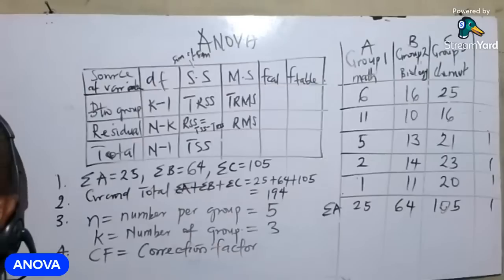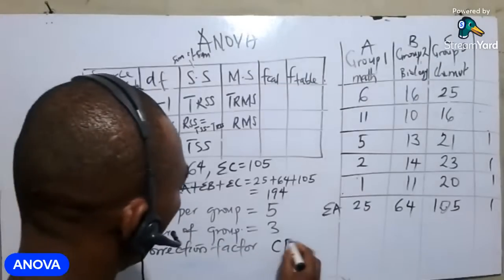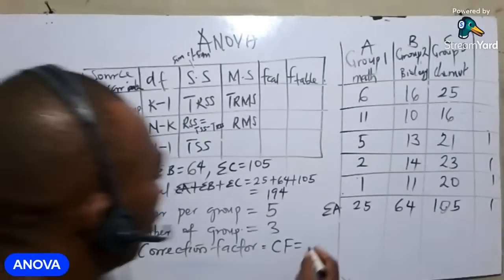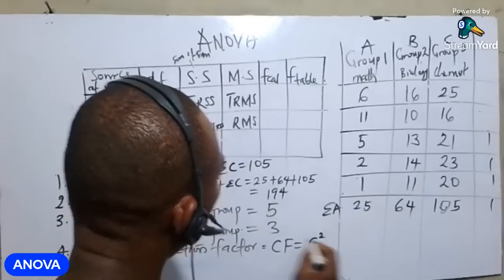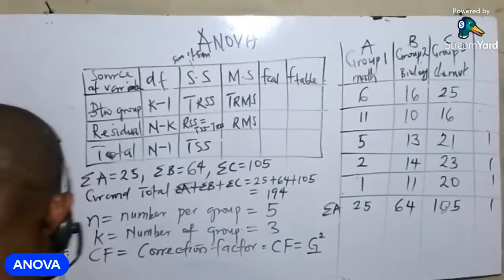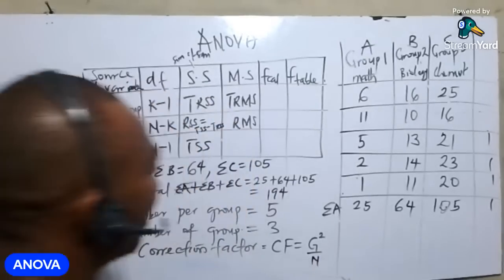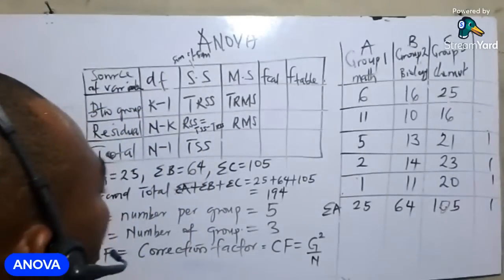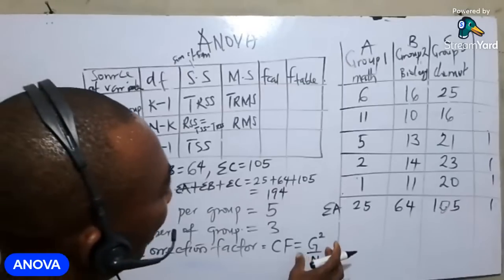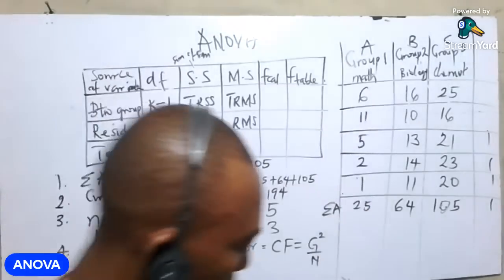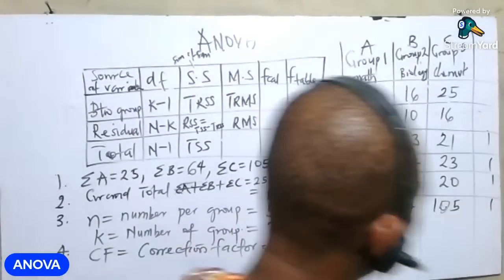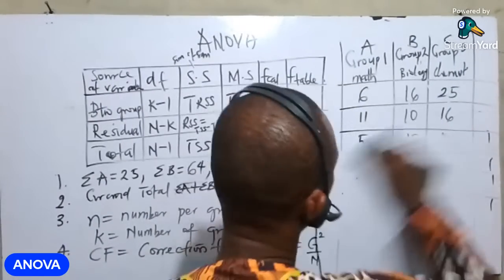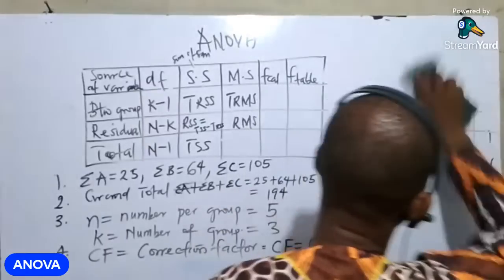So how do we get our correction factor? The correction factor simply means the grand total squared, divided by N, the capital N. I think I need to clean this side now, so that even if you need it, we may not likely need it every time.